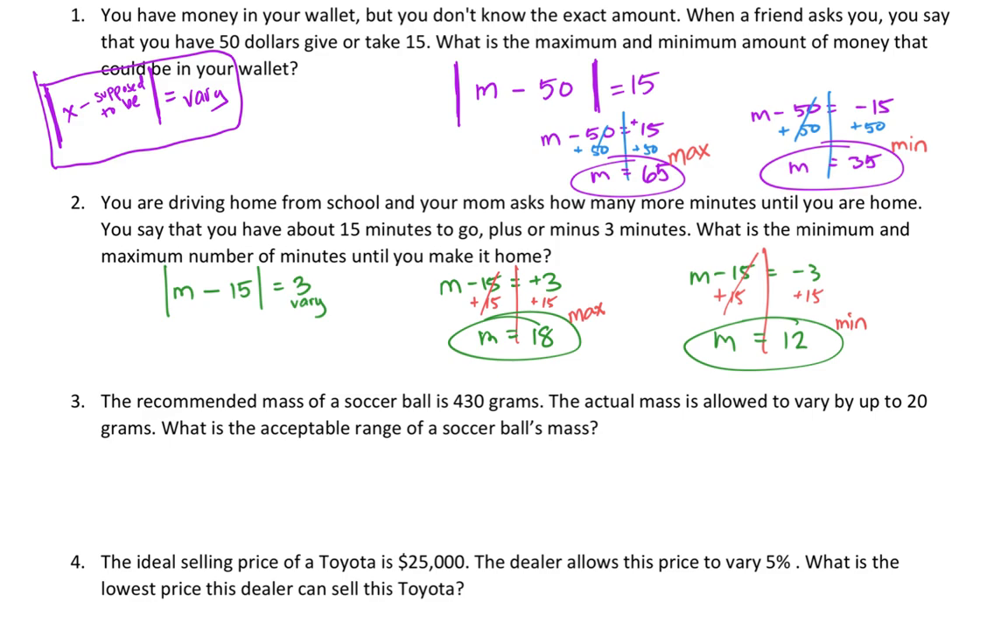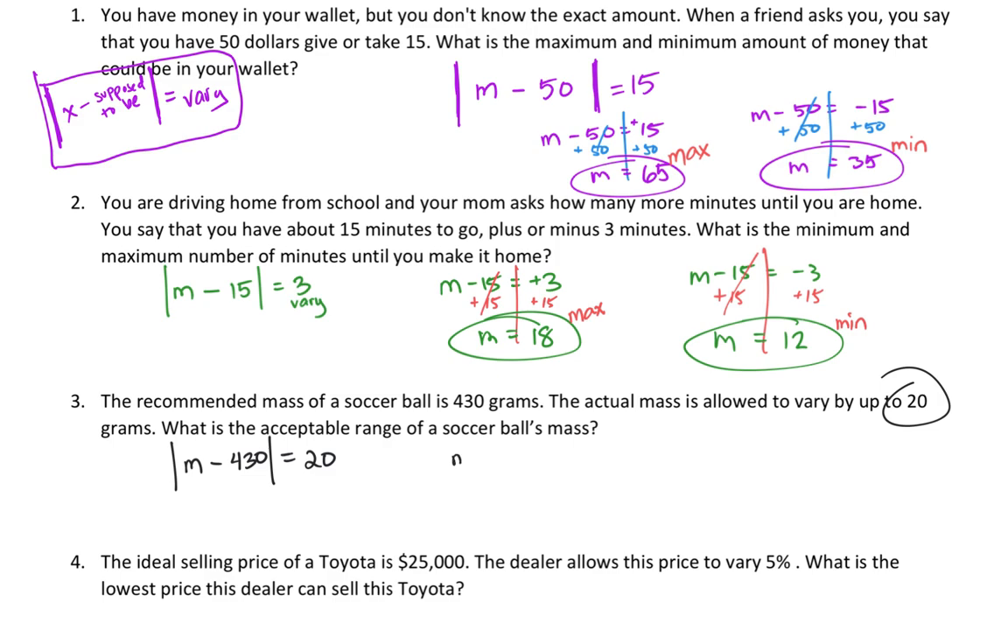All right. Next up, the recommended mass of a soccer ball is 430 grams. So that's what's recommended, and I want to try to be close to that. So my actual mass, I'm using m for every variable. I don't mean to, it's just happening. M for money, m for minutes, m for mass. Just a coincidence. So the difference of my actual mass and the 430 can vary by 20 grams. Okay, so I could be over or under by 20 grams.